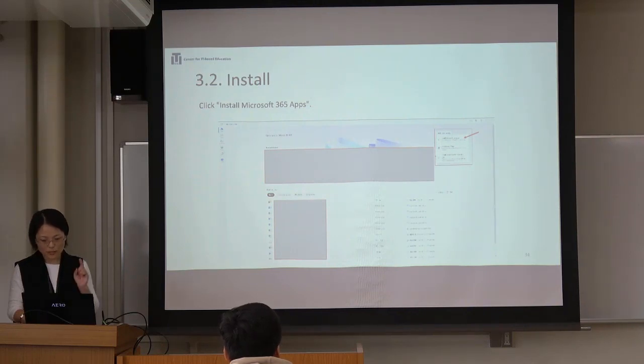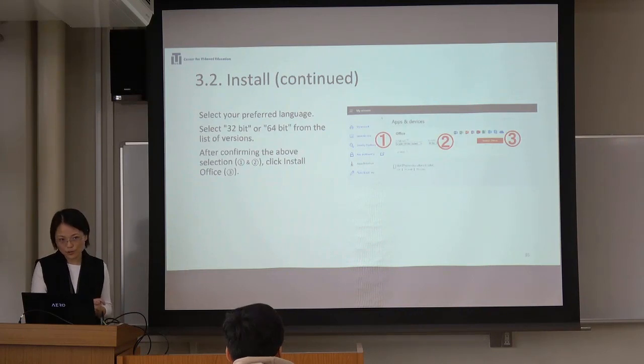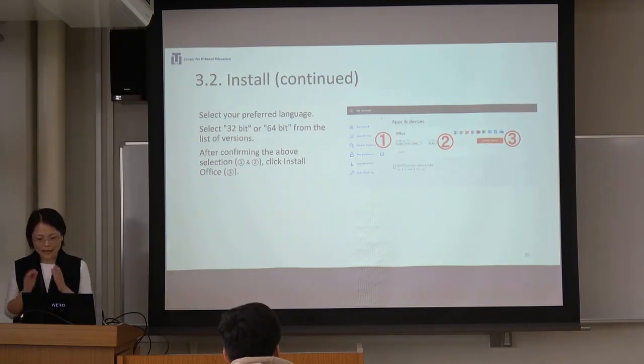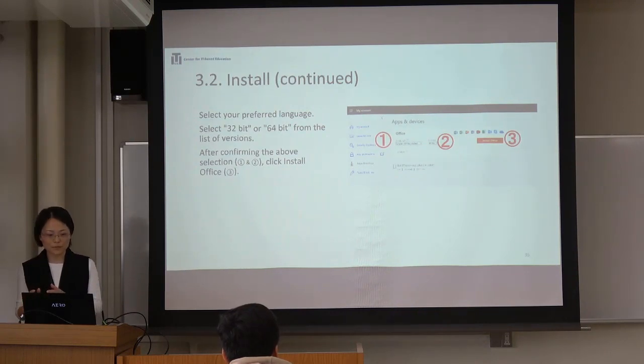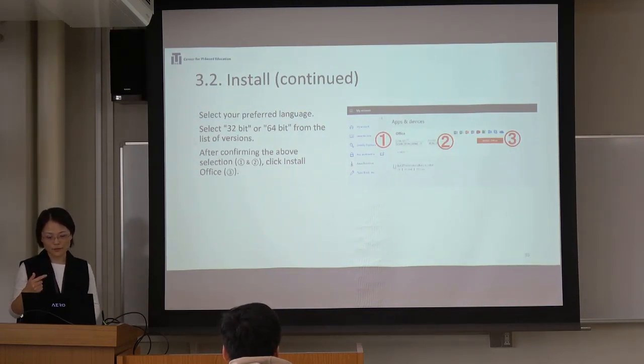Okay, so you click that, and you will be able to select what language you want to use in this Microsoft 365 and the version of your computer's system, either 64-bit or 32-bit. And then you can click Install Office, and that will allow you to download the whole app package that you can run and install the software to your computer.